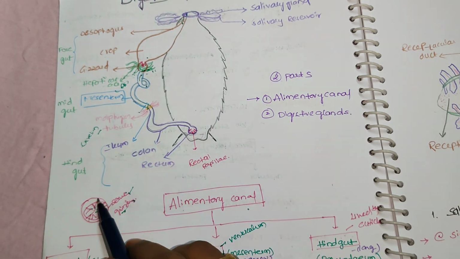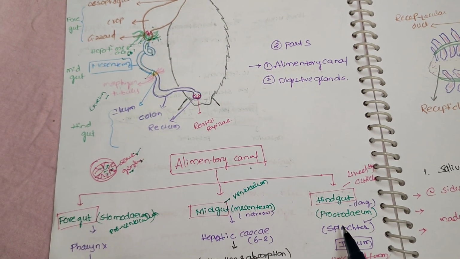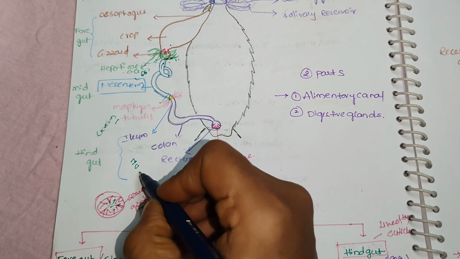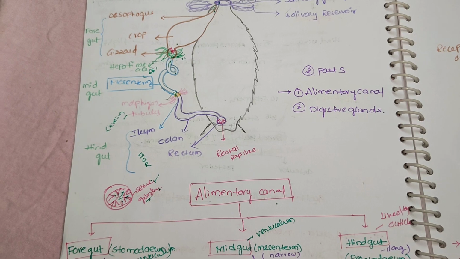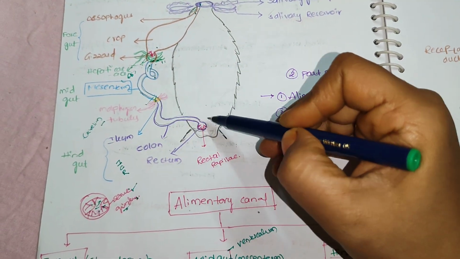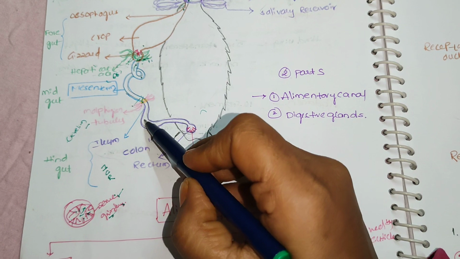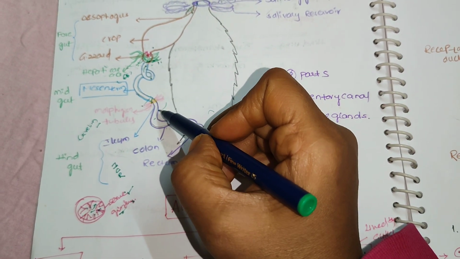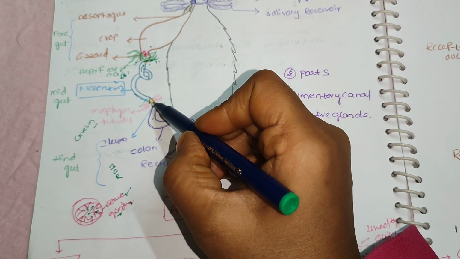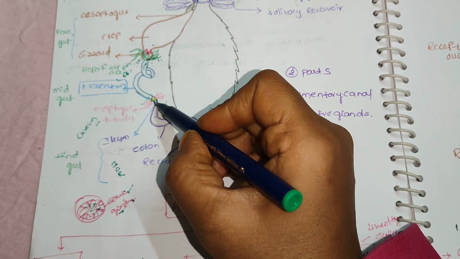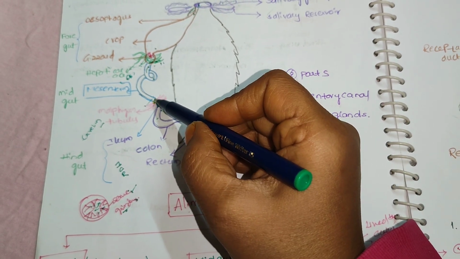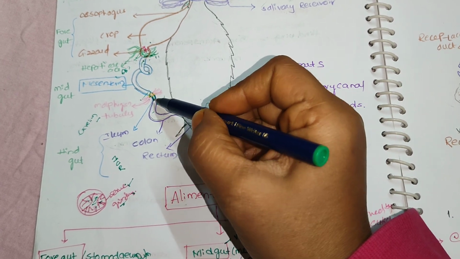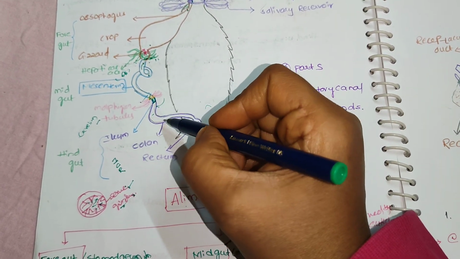The hindgut is also called proctodeum. It has parts like ileum, colon and rectum. These are the three parts in the hindgut. The ileum is a small narrow tube-like structure after the midgut. What is the function of the ileum? To collect the urea from the Malpighian tubules. Then it leads to the colon.